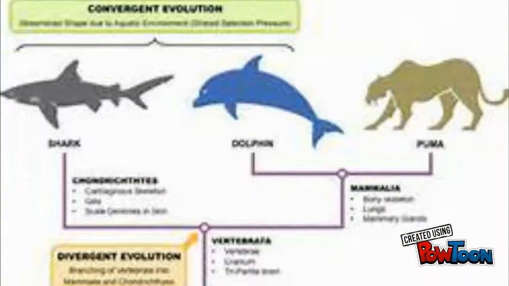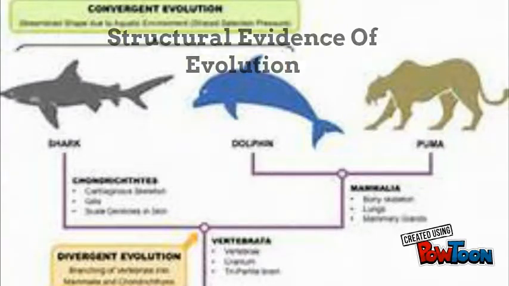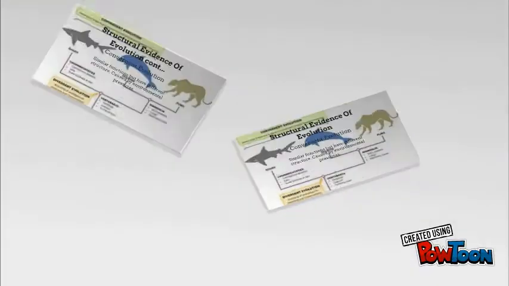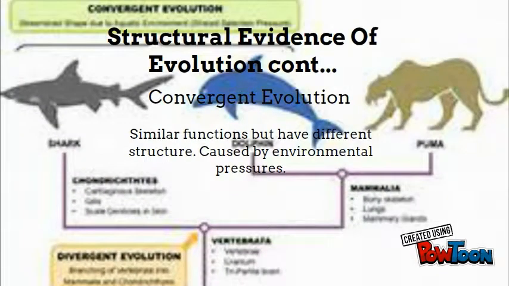Now let's look at structural evidence. Convergent evolution is the independent evolution of similar features in species with distinct lineages and may occur when different species occupy the same habitat and are subjected to the same selection pressures. The shared conditions cause common adaptations to be selected in different species, resulting in structural similarity. An example of convergent evolution is the development of wings in birds, bats, and insects.